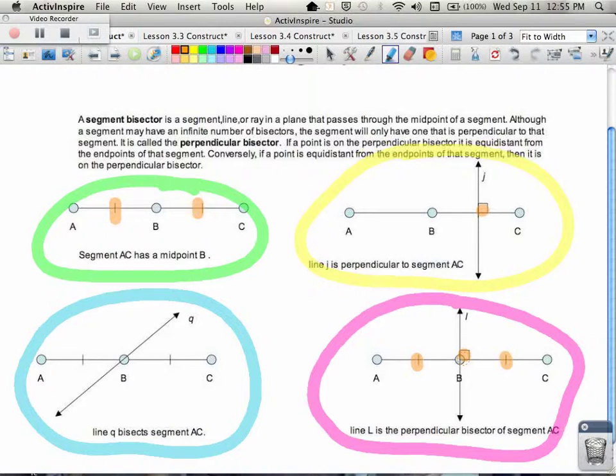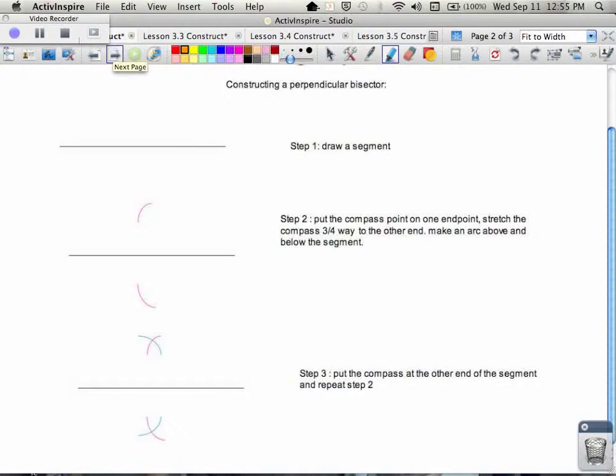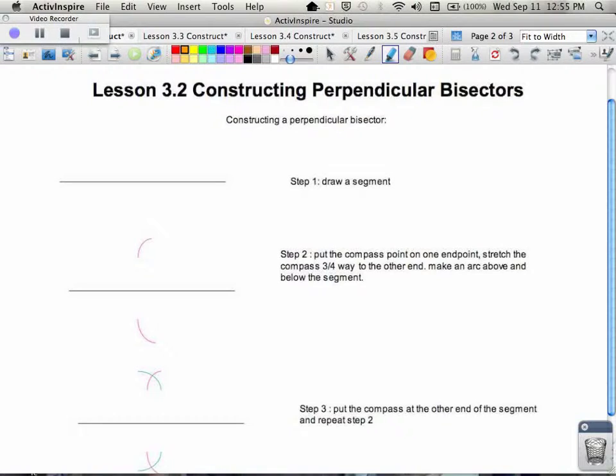And what we're going to learn in this lesson is what you see in the pink circle, how to make it so that we have something that's not only perpendicular, but is also a bisector. Step one, if you're going to construct a perpendicular bisector, the first thing that you're going to do is draw a segment, or perhaps they might even give one to you. So here is your segment.